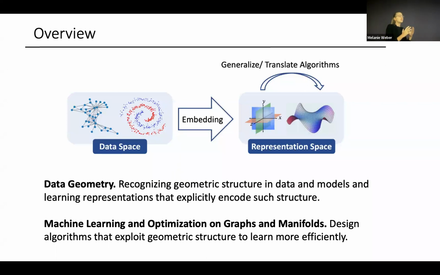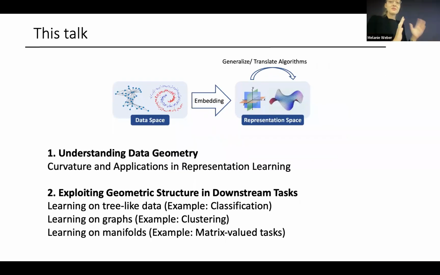We want to make use of those representations in downstream tasks. So we are interested in performing machine learning and optimization tasks, either on graphs or on manifolds that represent our data well. In this talk, we will see some work in both directions. We will start with thinking about data geometry through the lens of curvature, and think about how that can be applied in representation learning.